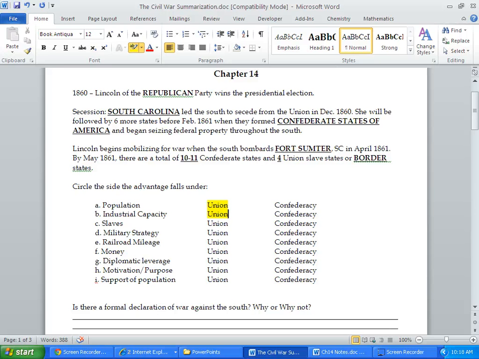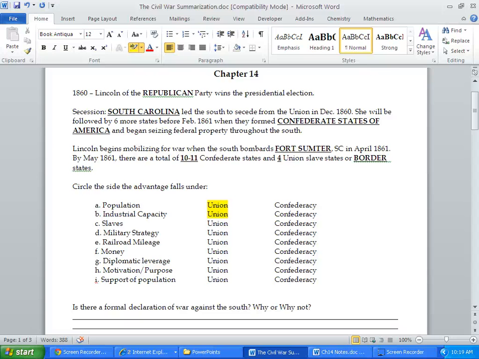In fact, I remember reading a statistic that said that the state of New York alone in 1 year produced more firearms than the entire South did during the Civil War. All right, and that's going to have a big impact when it comes to supplying the troops, supplying the weapons, and just being able to carry out the war. Now, the issue with that later on is going to come, and who's going to work in those factories to produce that stuff when you need men to fight.